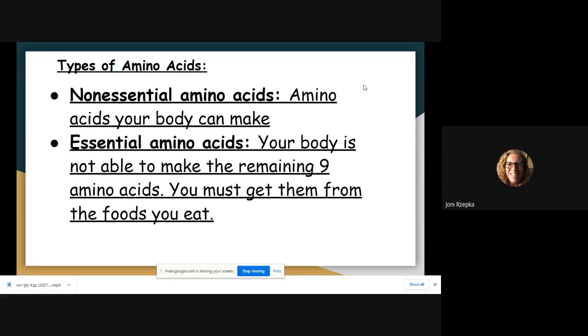Okay, and so we're going to refer to the amino acids that your body makes as non-essential, and the ones that your body does not make, we're going to call essential. So there's 11 non-essential and there are 9 essential. Your body is not able to make the remaining 9, and so you must get them from the foods that you eat.